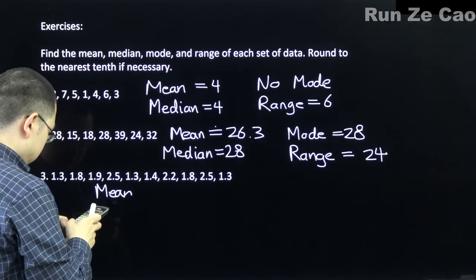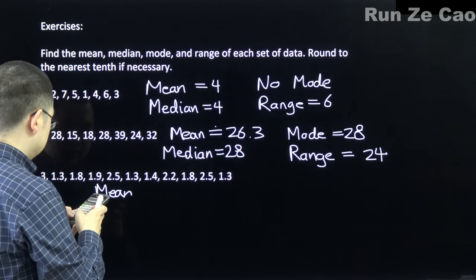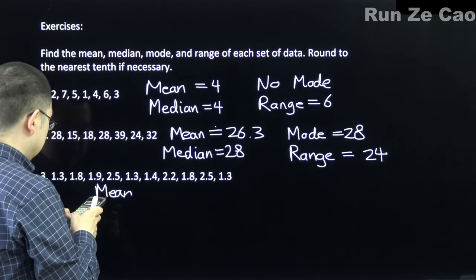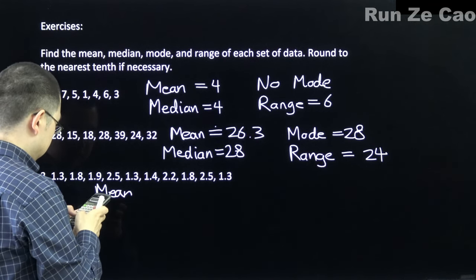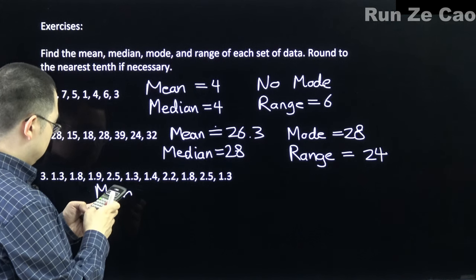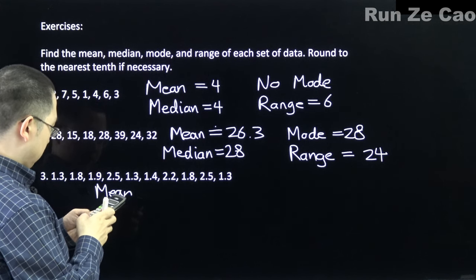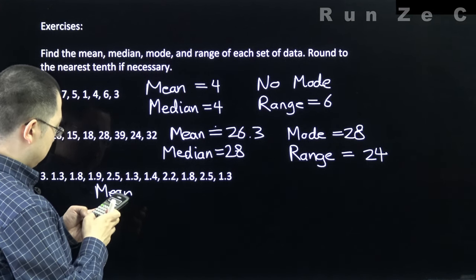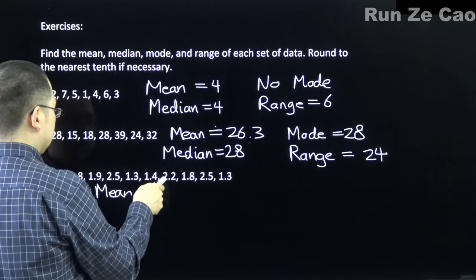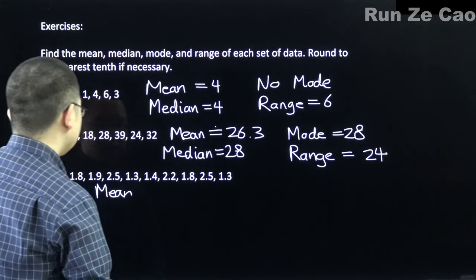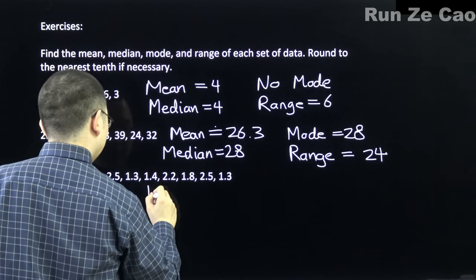1.3 plus 1.8 plus 1.9 plus 2.5 plus 1.3 plus 1.4 plus 2.2 plus 1.8 plus 2.5 plus 1.3 is 18, and there are 1, 2, 3, 4, 5, 6, 7, 8, 9, 10 data points. So mean is 18 divided by 10, mean 1.8.